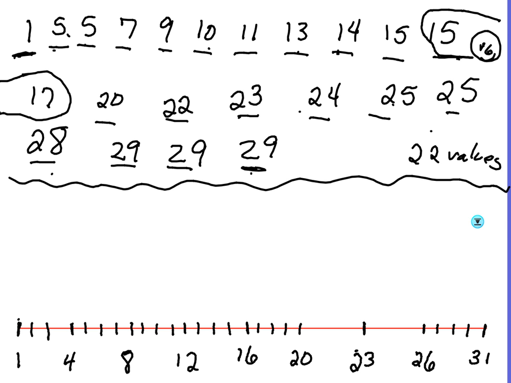We're getting ready to make a box and whisker, a box plot. But in order to do that, you need a number line first. So I'm making a number line. 1, 2, 3, 24, 25, 26.